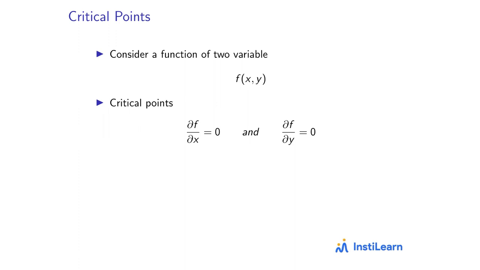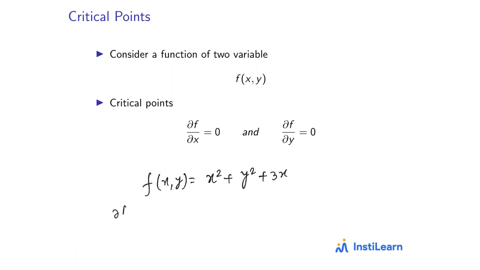For a function of two variables, we find the critical points in a similar fashion, by putting the first derivatives to be 0, that is fx and fy to be 0. For example, let's take a function f(x, y) to be x square plus y square plus 3x. Okay, let's find its critical points.